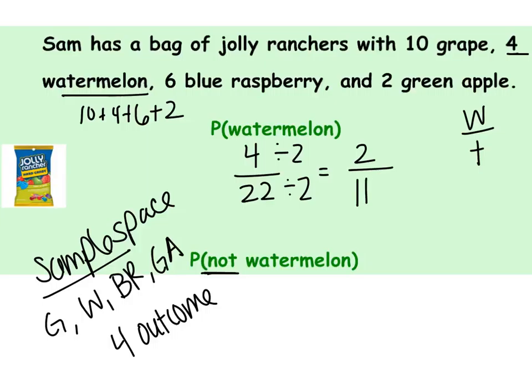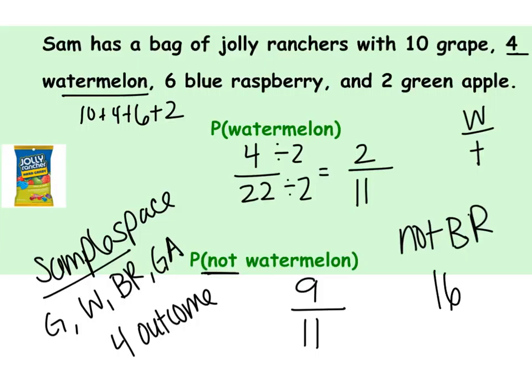Now here's the really cool thing. Not watermelon, you just take all the rest. If we have 11 sections and 2 of those are watermelon, that means 9 of them are not watermelon, and you just build your probability based on that. Now, had it asked for not blue raspberry, something like that, then you would have to calculate everything else. There were 6 blue raspberries. That means there are 16 that are not blue raspberry. So then it would be 16 over 22. So you just have to make sure you're answering the question that is being asked.